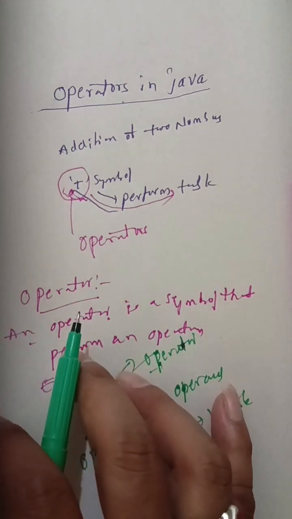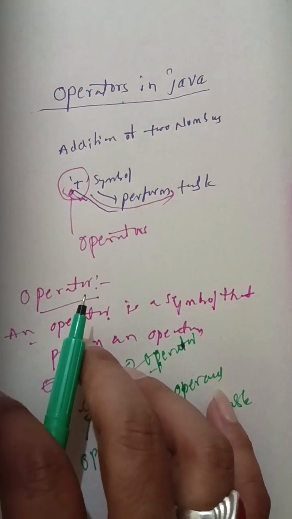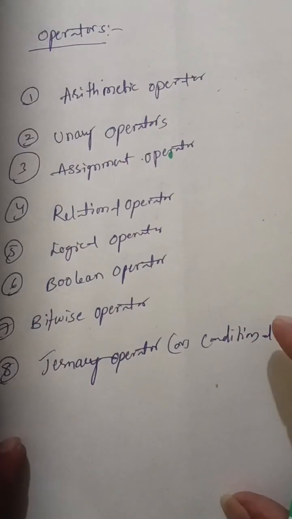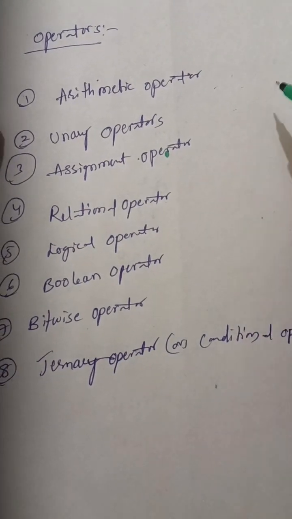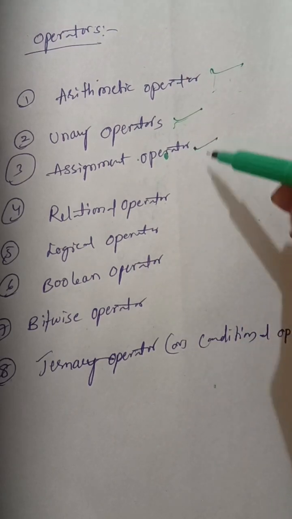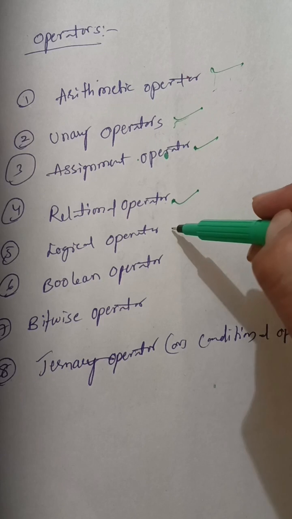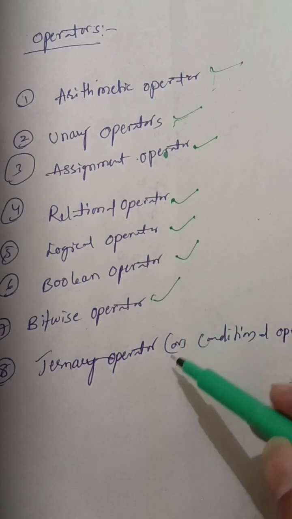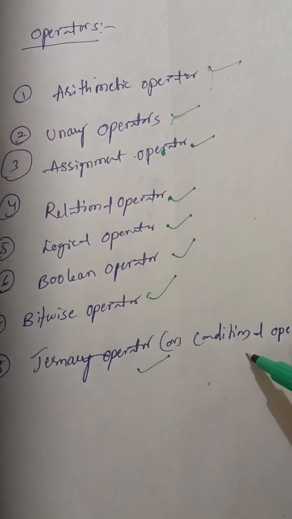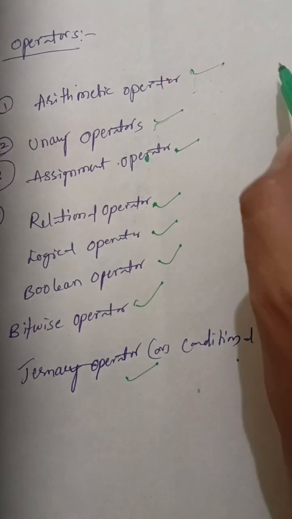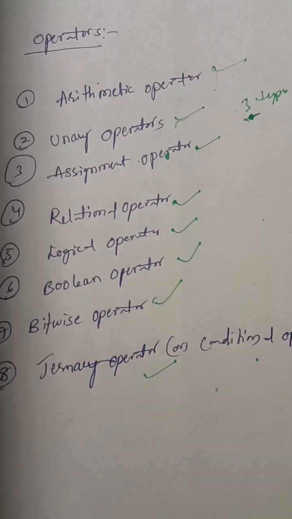Now, there are 8 types of operators in Java: arithmetic operator, unary operator, assignment operator, relational operator, logical operator, boolean operator, binary operator or ternary operator, and conditional operators. Generally, there are 8 operators.